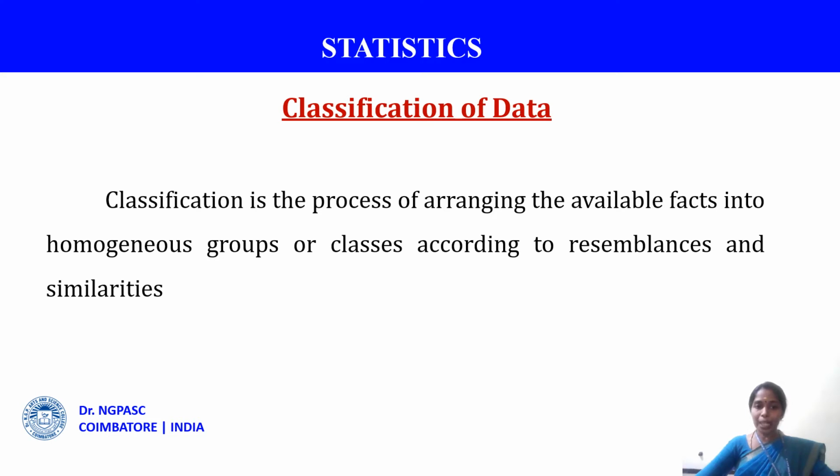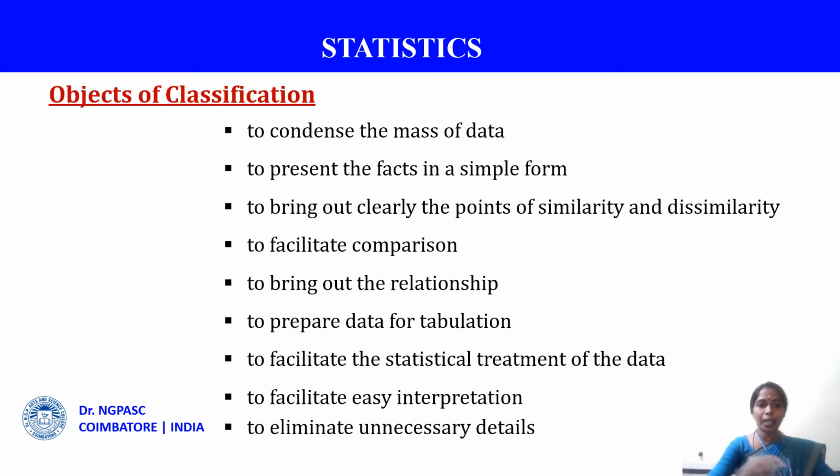So it will be classifying under different heads. That is, if the first one comes under the first column, then you will be grouping. Likewise, the homogeneous groups are formed. So what are the different types of classification? Before that, I'll be seeing what are the objects of classification.